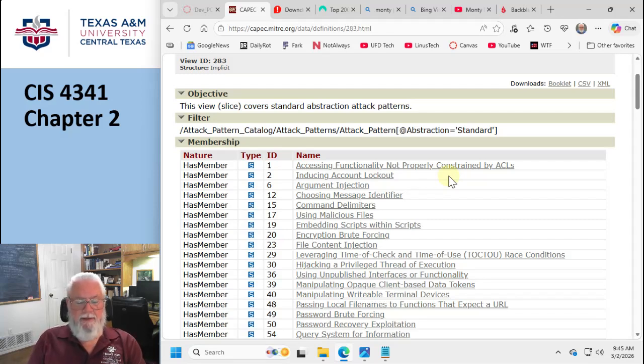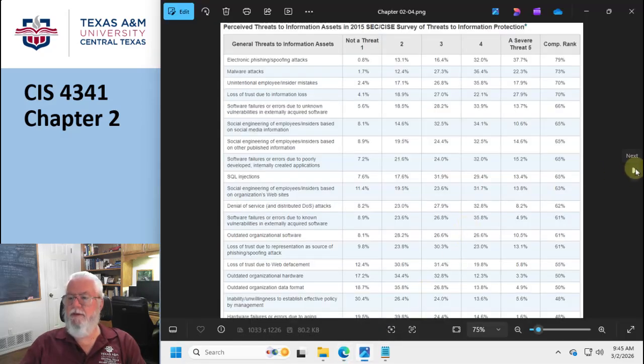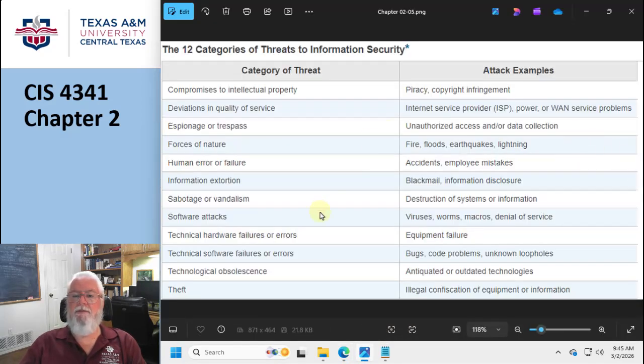So now let's talk about actual threat sources, not perceived threat sources. Okay. So here's one of the things that people really talk about. Compromise to intellectual property. That's a real category of threat that we need to deal with. So we're talking about stealing intellectual properties or downloading a movie or getting a PDF of the textbook even though you're supposed to pay for it. Okay, that kind of stuff.